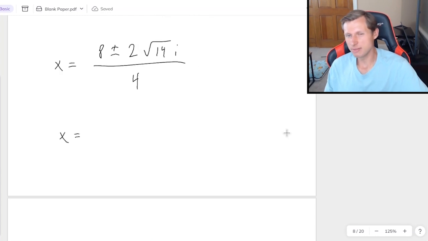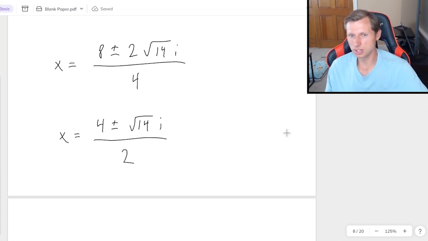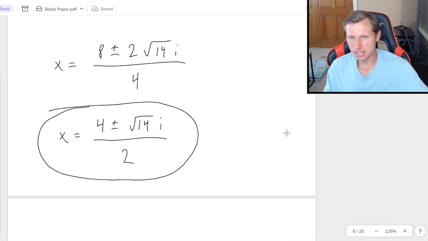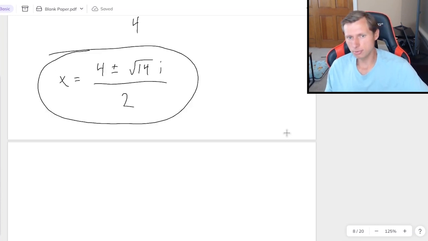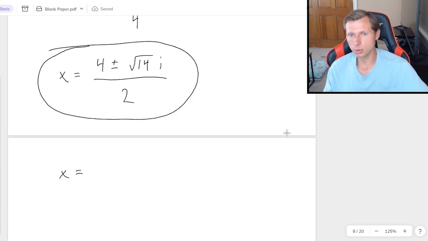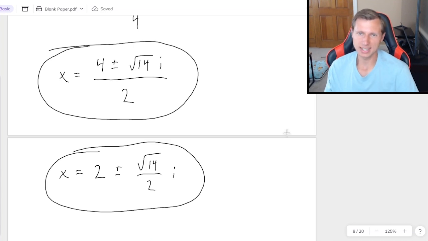So then all of these have a 2 in common. So then I can cancel out a 2. And that would leave me with 4 plus or minus root 14 i over 2. And you can either leave it like this, or you can split apart the fraction, and you'd get x equals 4 over 2, which is 2, plus or minus root 14 over 2 i. And this would be perfectly correct as well.